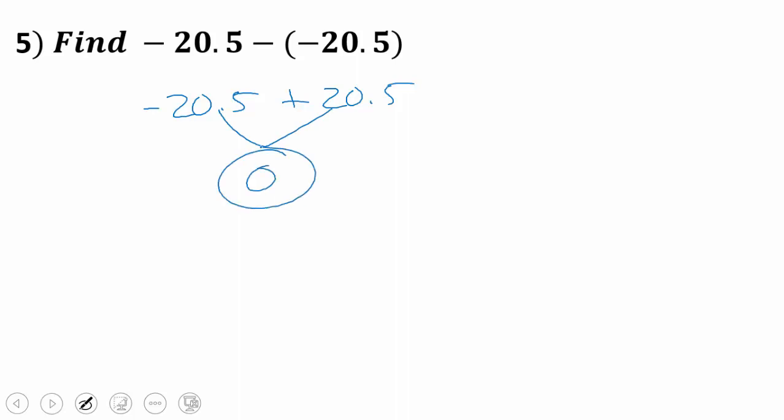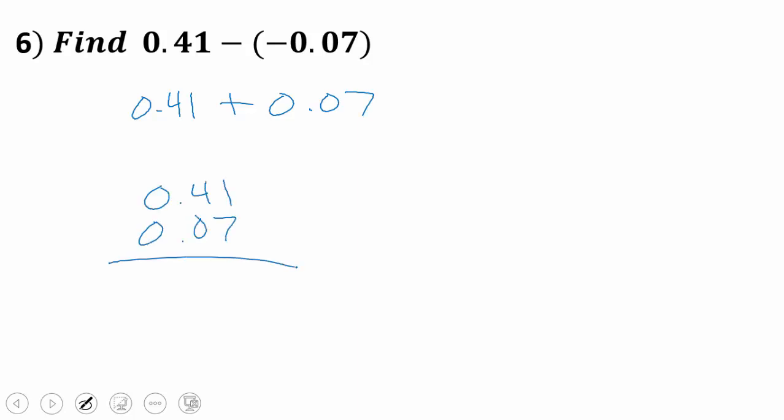Negative 20.5 minus negative 20.5. And adding the opposite or same change, that becomes negative 20.5 plus 20.5. I recognize that those are inverse. They are opposites, the additive inverse, and I recognize right away that is 0.